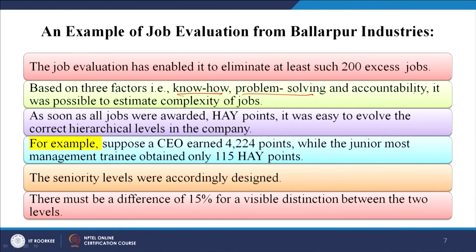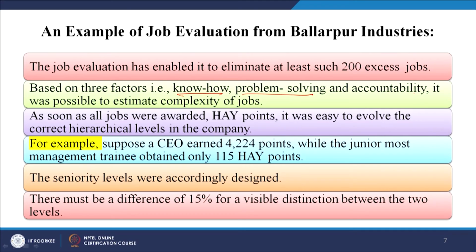So, for example, for problem solving, the case study methods will be helping, that is how the problems are to be solved. In case of accountability, it can be managed with the help of business games. That is, if one is failing in accountability, then the person has to develop that particular accountability. So, it was possible to estimate the complexity of the job, and accordingly the rewards have to be managed.